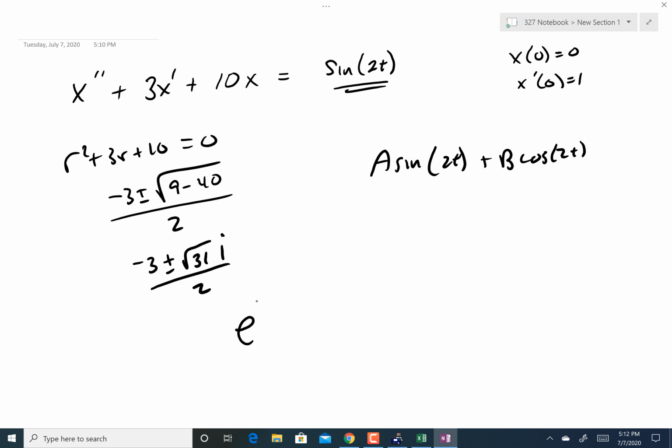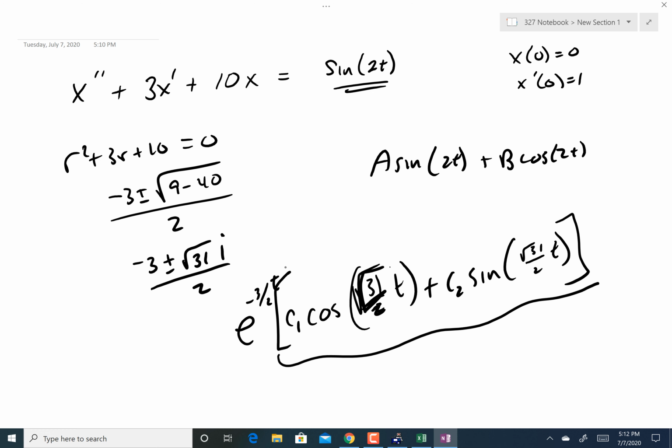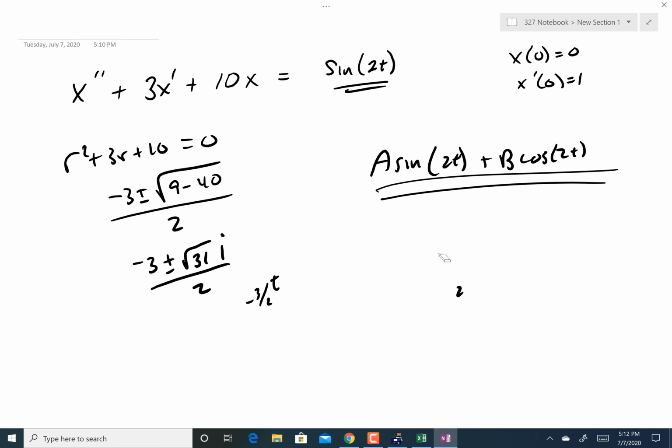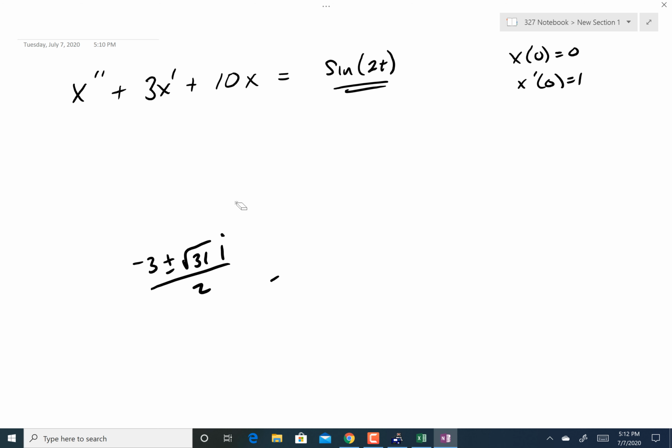So I know I'm going to end up with e to the negative 3 halves t, and then some constant c1 cosine of square root of 31 over 2 t, and then plus a c2 sine square root of 31 over 2 t. And I know that this piece here is going to tend to 0. So that means this whole piece here is going to be what we call a transient solution. This piece here is going to be our steady state solution. Okay? We know all those things going in. That's a fact. So we know that before we even start on this process, which makes our lives easier in a lot of ways.